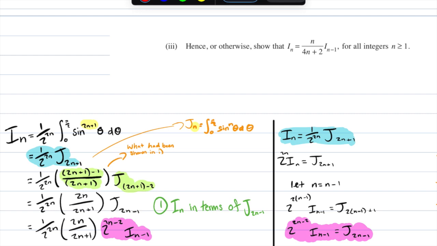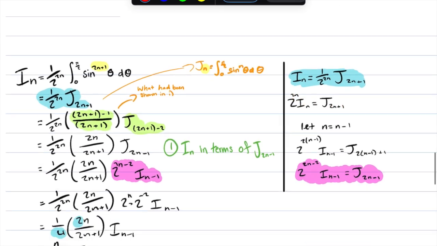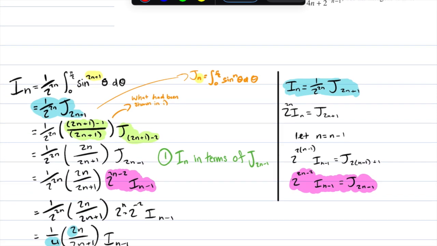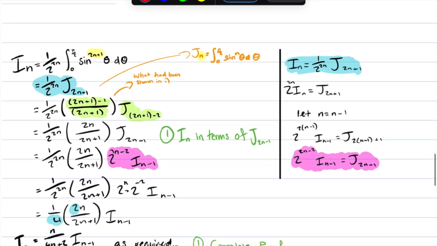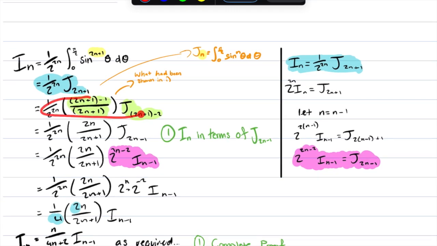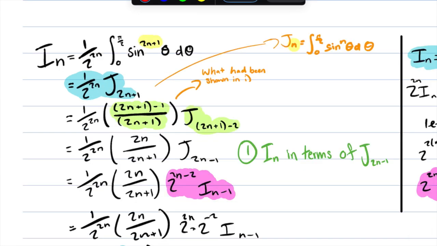If we let our n value here, here, and here equal to n minus 1, we can simplify down to find our J_{n-1} and our I_{n-1} terms. This becomes particularly important as we sub back into our original equation here. Simplifying our third line down, we get 1 on 2 to the 2n times 2n over 2n plus 1, J_{2n-1}. Here we'll get our first mark for obtaining I_n in terms of J_n.